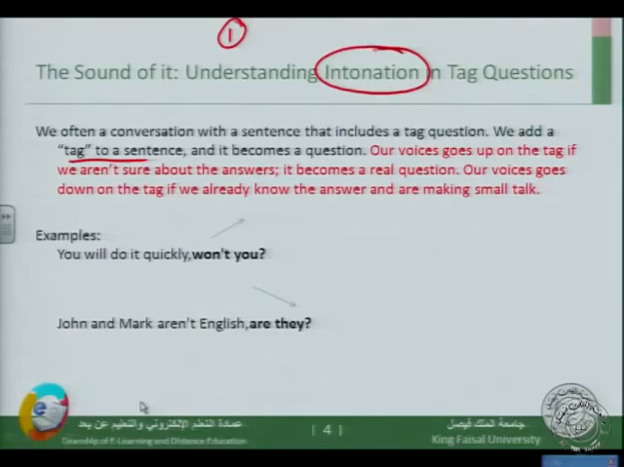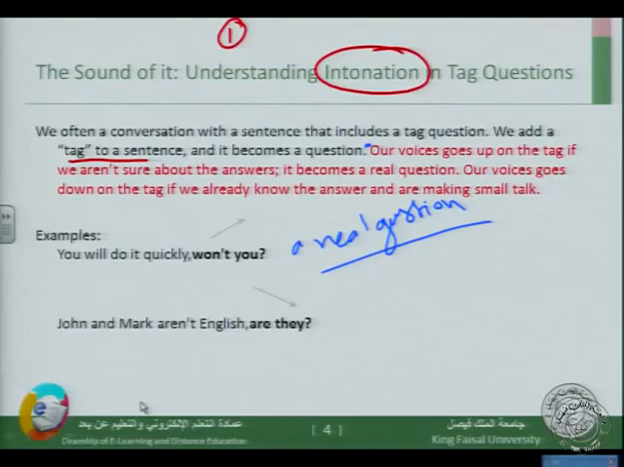What I want you to understand is that we have talked about this rule. Our voice goes up on the tag if we are not sure about the answer, and it becomes a real question. So, will you do it quickly? Won't you? Here, this is actually a real question. You are waiting for an answer, right?